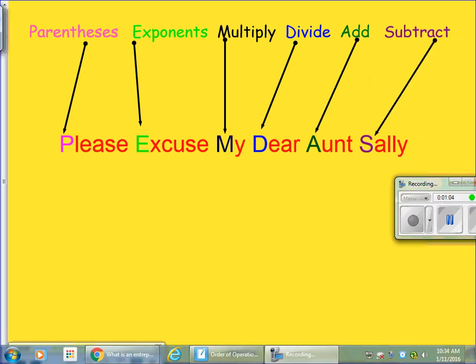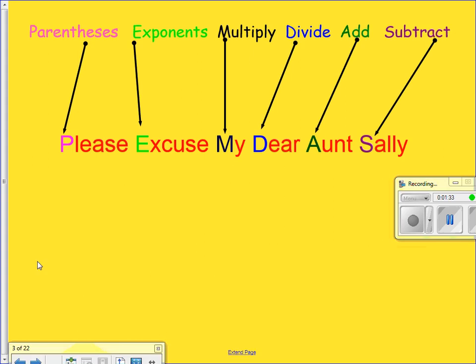The P for please represents parentheses. Then we have E for exponents, M for multiply, D for divide, A for add, S for subtract. So when you're doing a problem, you have to do them in this order. If there's parentheses in the problem, you have to do those first. If there's exponents, you have to do those next. Multiplying and dividing, those can happen at the same time, whatever happens first in the problem. And adding and subtracting can happen at the same time.